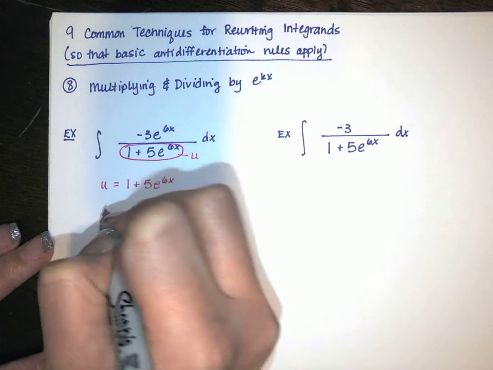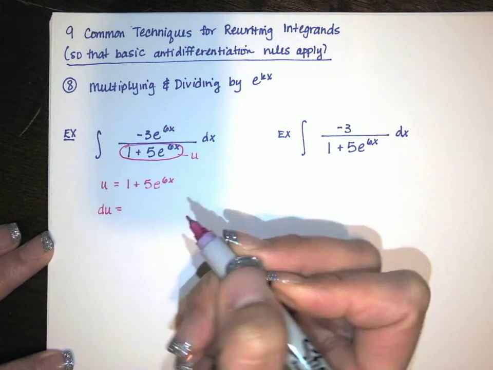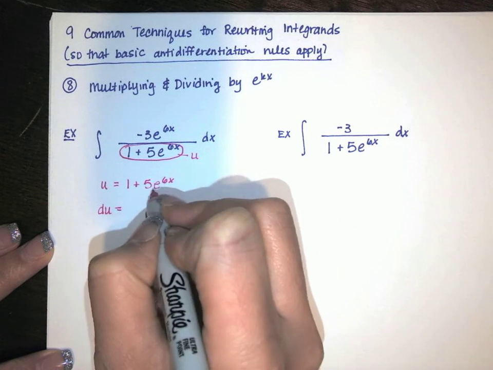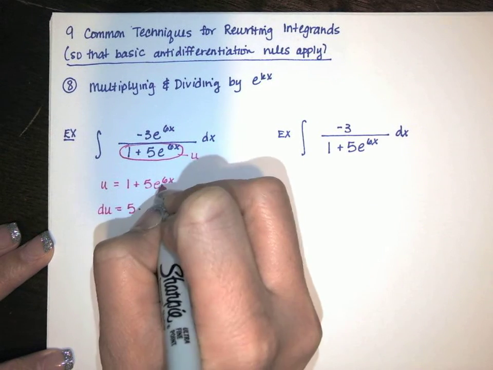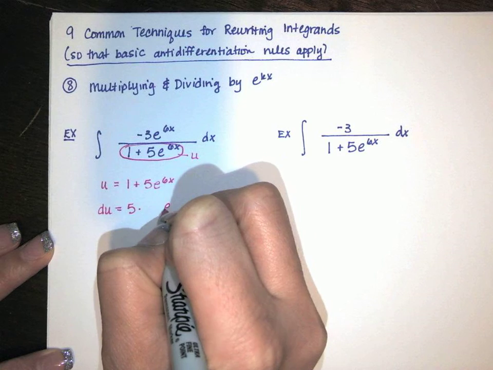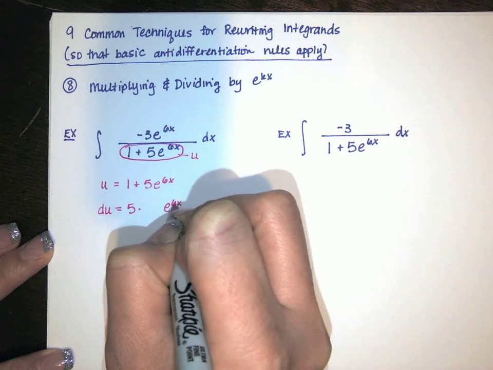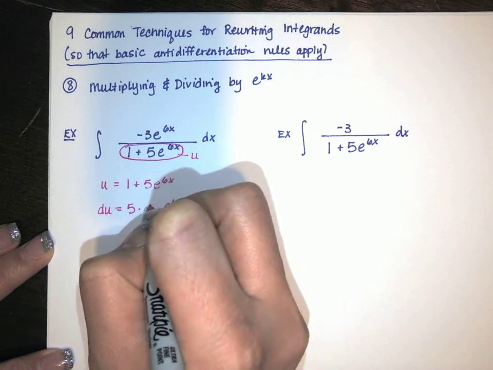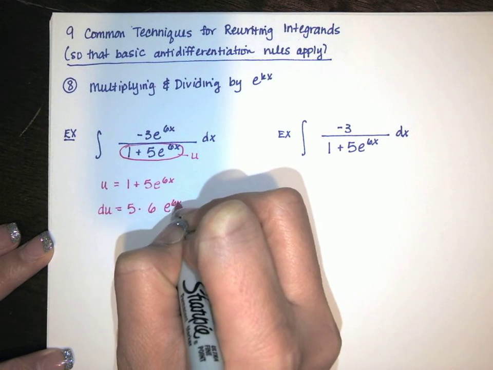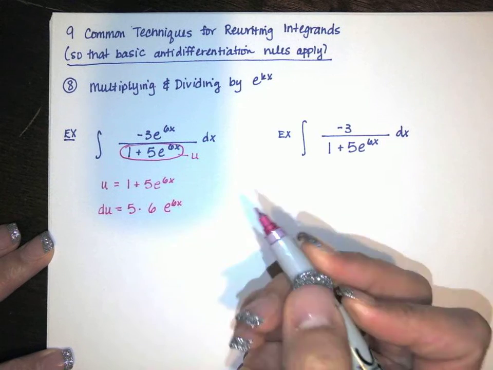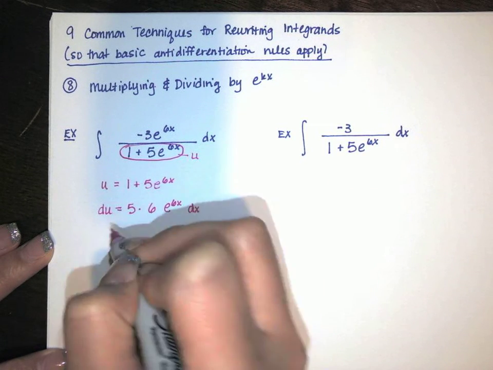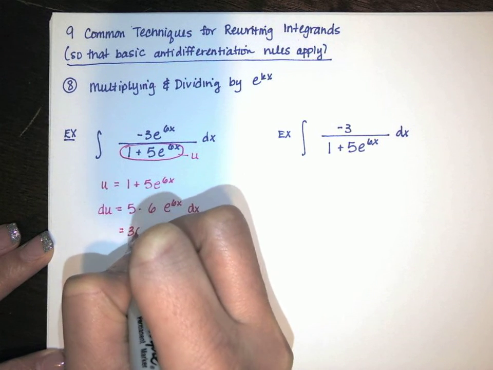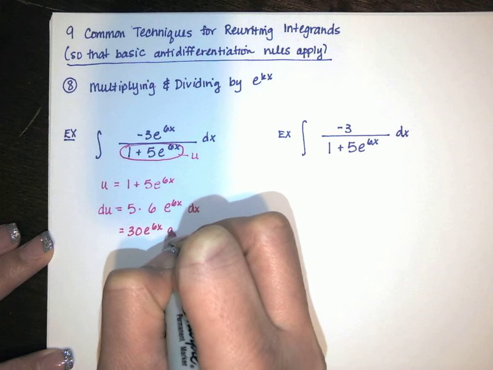And then I compute its derivative. The derivative of 1 is 0. The derivative of 5 times this exponential is 5 times the derivative of e to the 6x, which is e to the 6x times the derivative of the inside. The derivative of the inside is a 6, and we multiply by dx, so we end up with du equals 30 e to the 6x dx.